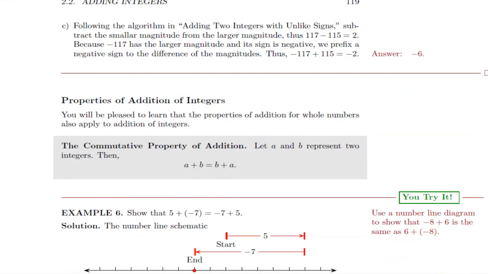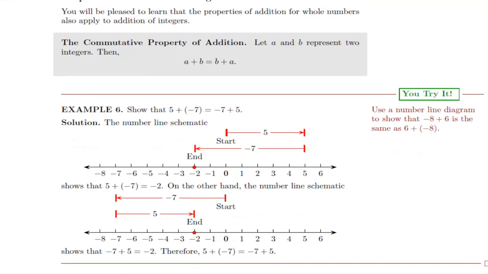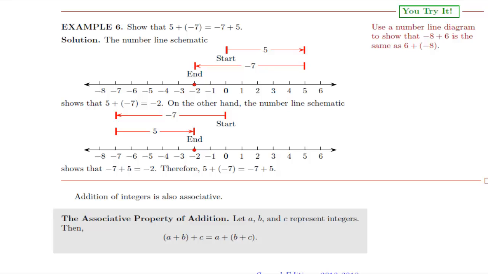Properties of addition of integers. You will be pleased to learn that the properties of addition for whole numbers also apply to addition of integers. The commutative property of addition: let a and b represent two integers, then a + b = b + a. Example 6. Show that 5 + (-7) = -7 + 5.